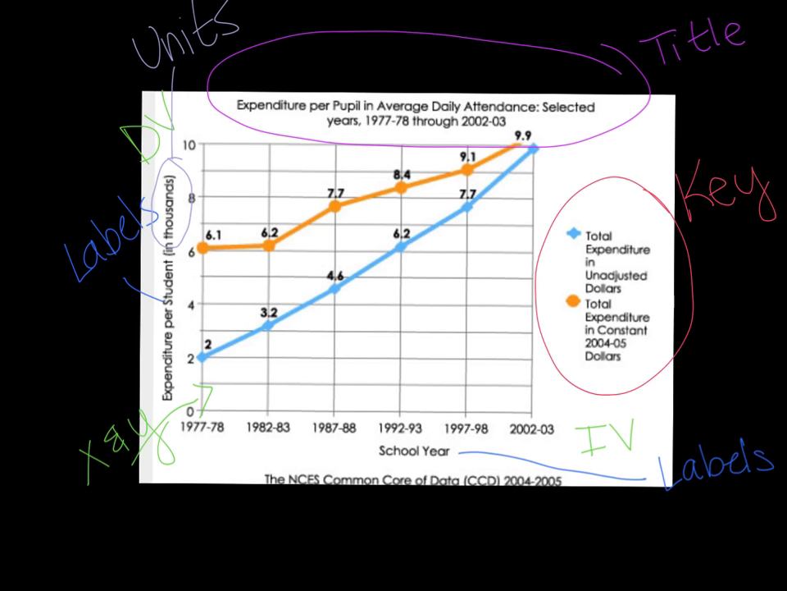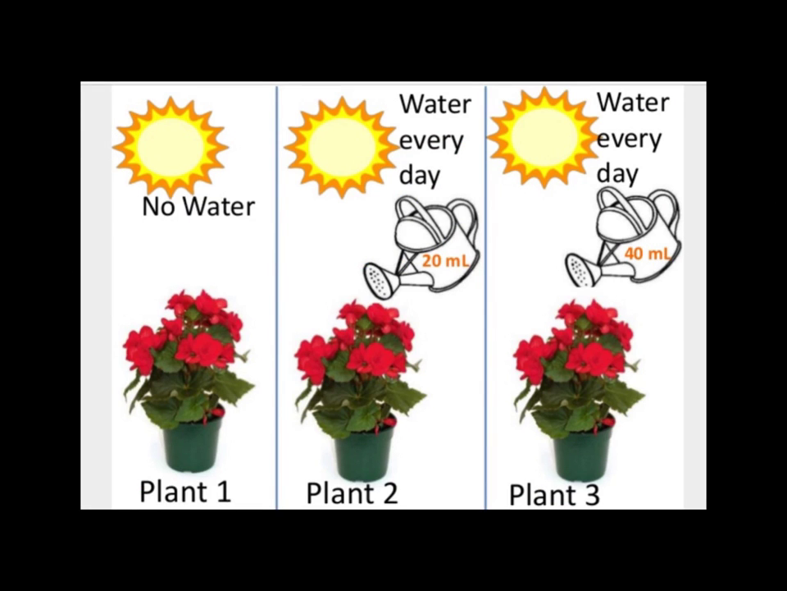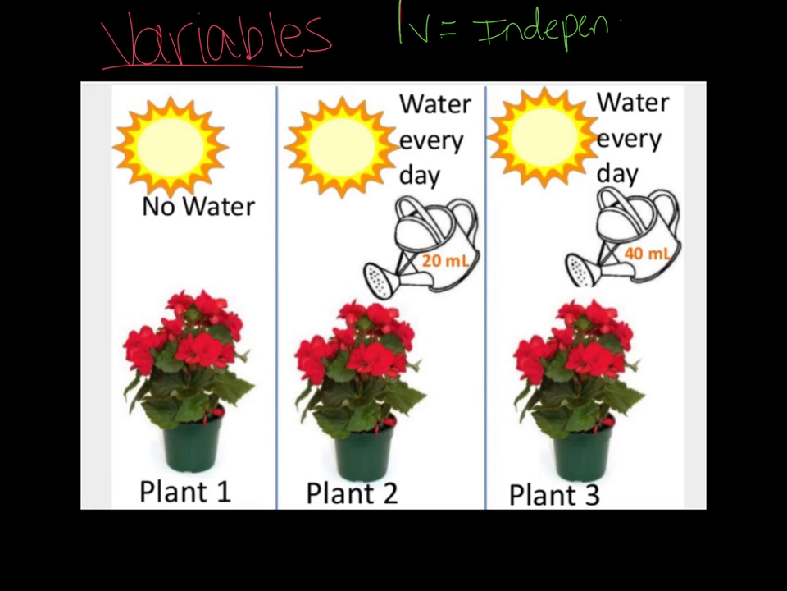So that is graphing. All right, so now we're going to talk about variables. In science experiments, it's very important to have variables. There's 2 different types of variables. There's your independent variable, and that is what we change. So IV stands for independent variable. And we also have a dependent variable.